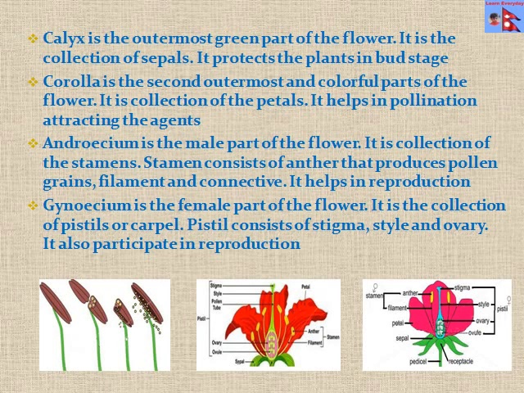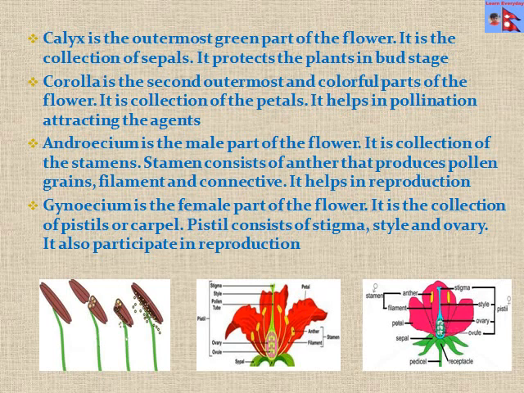The third part is the androecium, the male part of the flower that takes part in reproduction, and the name is given for the collection of stamens. Stamen is the unit of androecium that consists of the anther that produces pollen grains. It is also separated into the parts filament and connective.